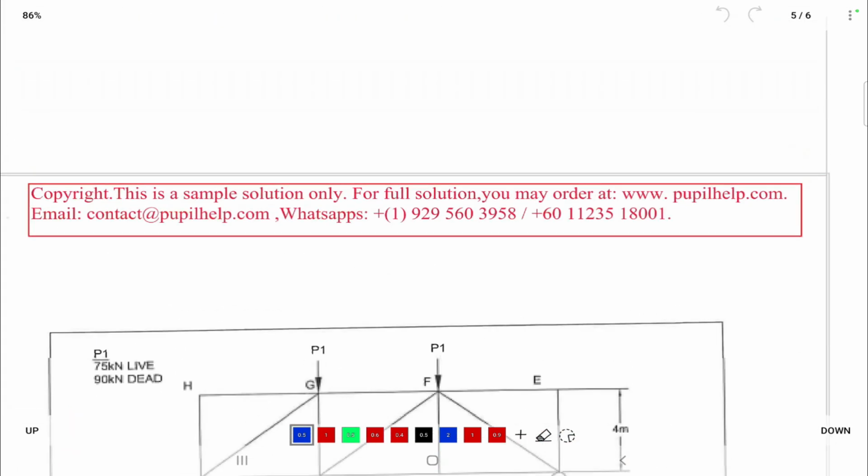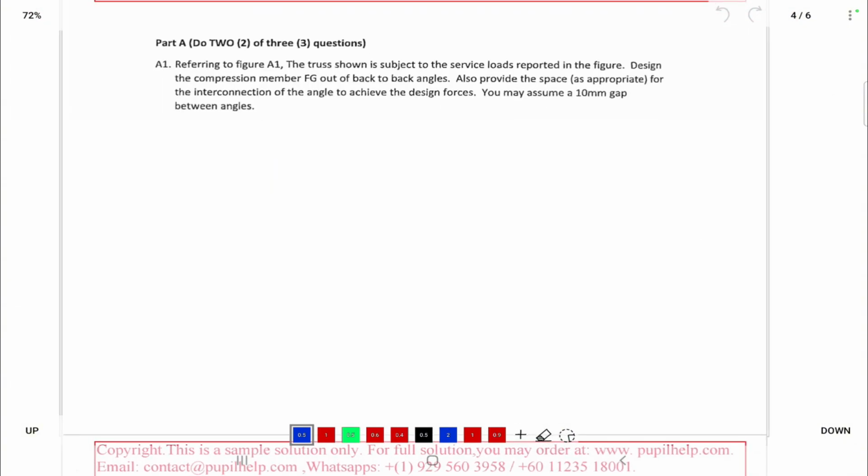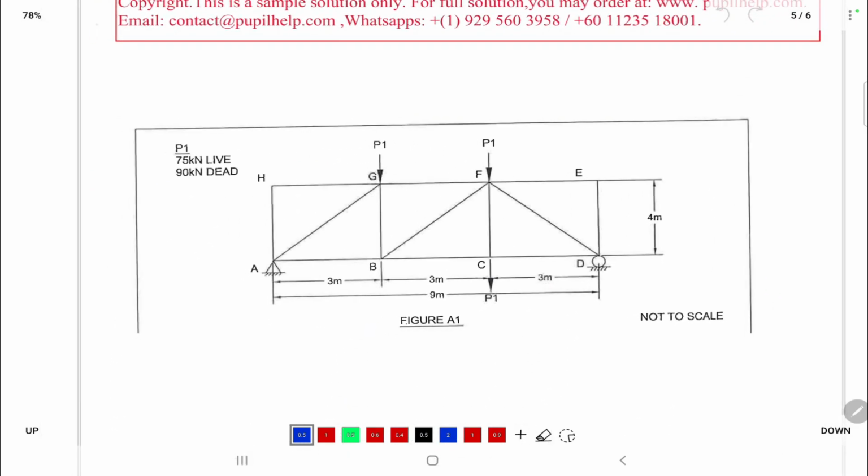Now I'm going to solve the question in part A. Referring to figure A1, the truss shown is subjected to the service loads reported in the figure. Design the compression member FG out of back-to-back angles. Also provide the space as appropriate for the interconnection of the angle to achieve the designed forces. You may assume a 10 millimeter gap between the angles. Okay, so it is this question.